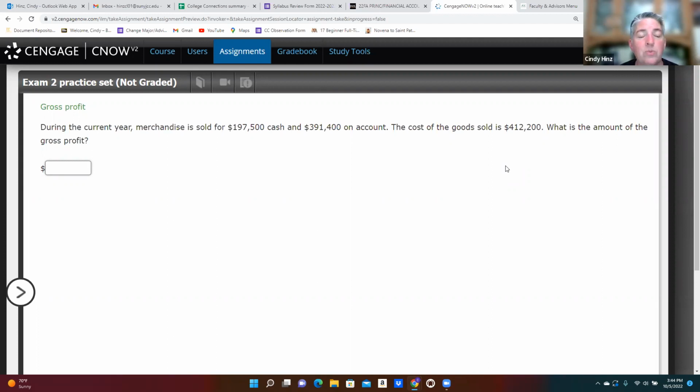And I just want you to be familiar also with the term gross margin, because that is a much more common term. That's likely what you will see on the financial statements for the company that you chose for your project. So gross margin or gross profit, the formula is very simple. It's sales minus cost of goods sold. Well, in this exercise, they tell us during the current year, merchandise is sold for $197.5 in cash and $391.4 on account. Both of those represent sales amounts.